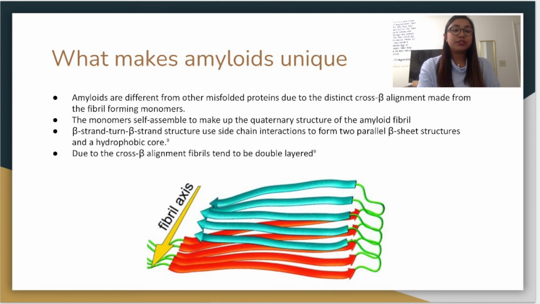And due to the cross-beta alignment, fibrils tend to be double-layered, and this is demonstrated in the figure below. There's beta sheets at the top and beta sheets at the bottom, and they are going in opposite directions.